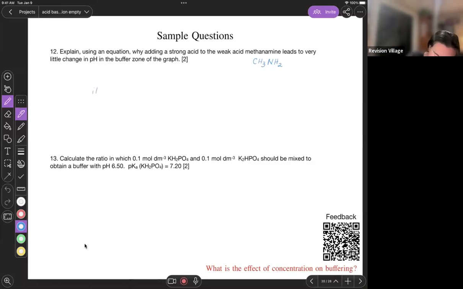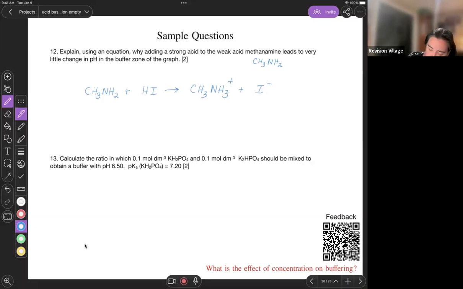So if you took a weak base and you added a strong acid, I'll do HI because that's the one I forgot. I'm going to use a yields arrow and I'm going to show it making the conjugate acid, the methyl ammonium ion, as well as some iodide just floating around doing nothing. And so that's my equation.